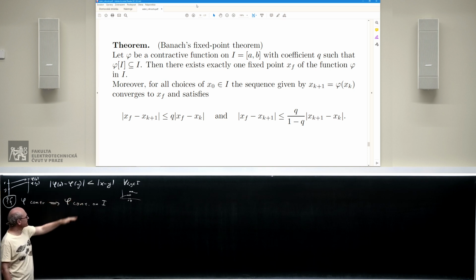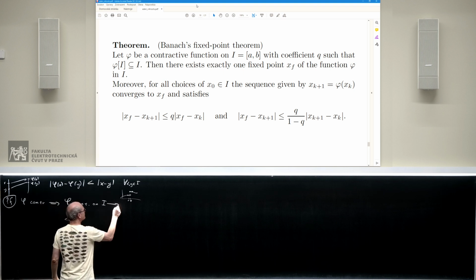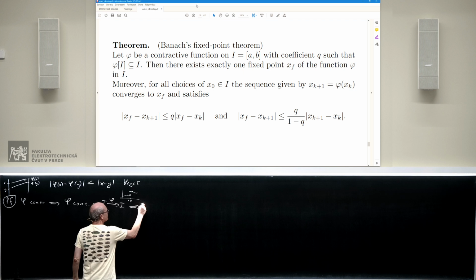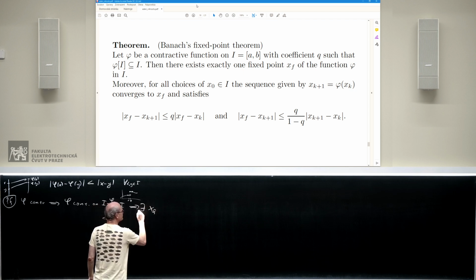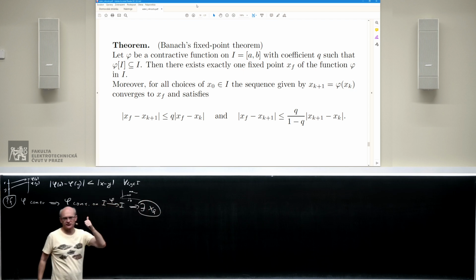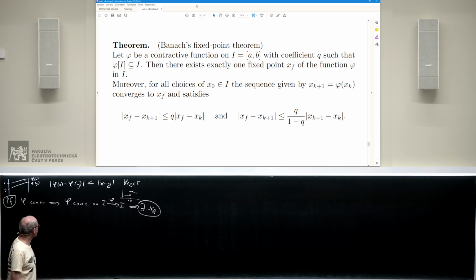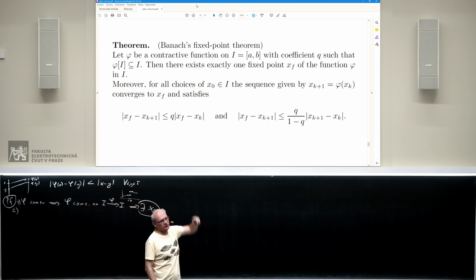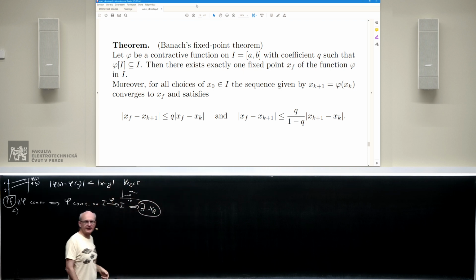So we have a continuous function, and moreover, it maps interval into itself. That's another assumption, line 2. And therefore, by previous theorem, there must be some fixed point. So we have it. Great. That's step 1. We do have a fixed point. Step 2. It says there is a unique fixed point. Just one, cannot be more, for contraction.